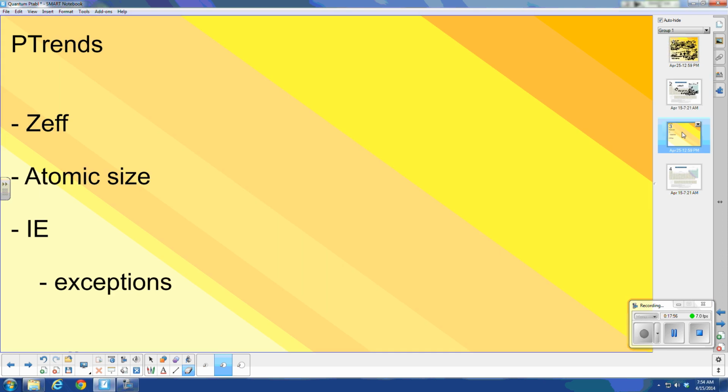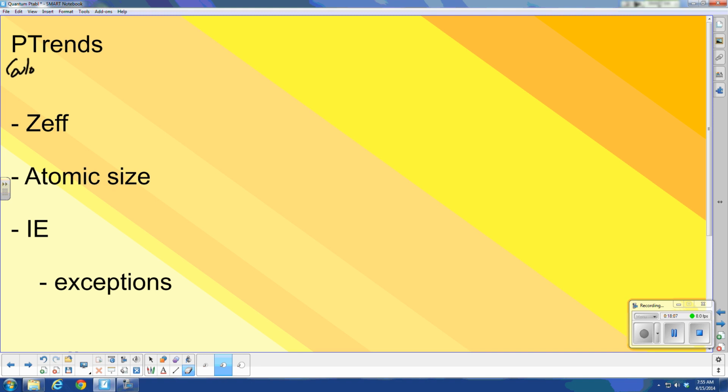And let's talk about another very important thing, and that is periodic trends. Now, periodic trends are really all based on Coulomb's law. Think about Coulomb's law when you're thinking about periodic trends. Now, what is Coulomb's law? It says that the force of attraction between a positive and a negative, or a positive, positive, negative, negative, is equal to K Q1, Q2 over R squared.